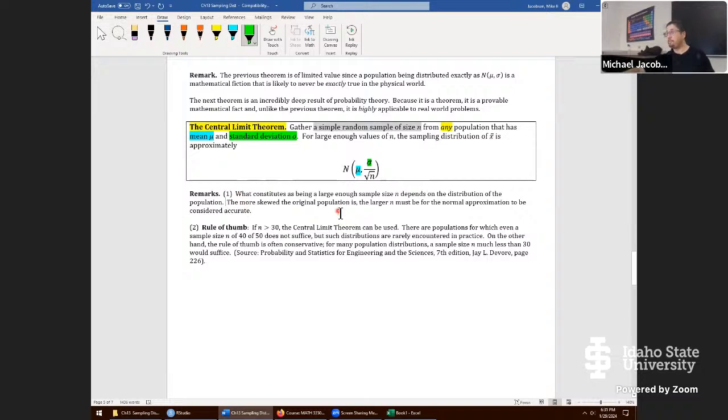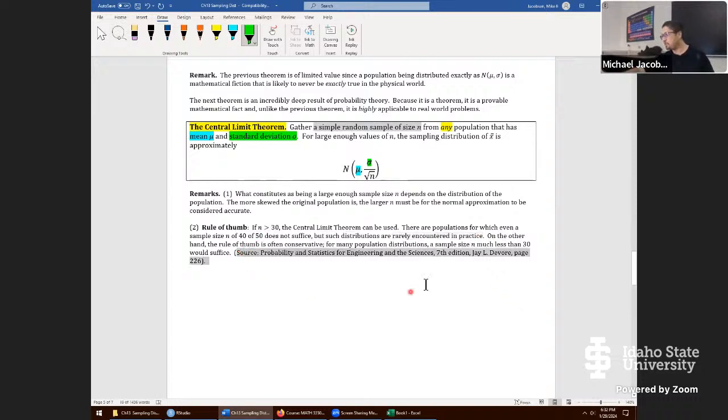the more skewed your original population is, the larger your n must be for the approximation to be accurate. And if your sample size is greater than 30, the central limit theorem can be used. Again, that's a very, very blunt rule of thumb. The author who wrote this admits there are populations where a sample size of 40 or 50 is not going to work, but those are rarely encountered in practice. That is his opinion, so you should always take that with a grain of salt.